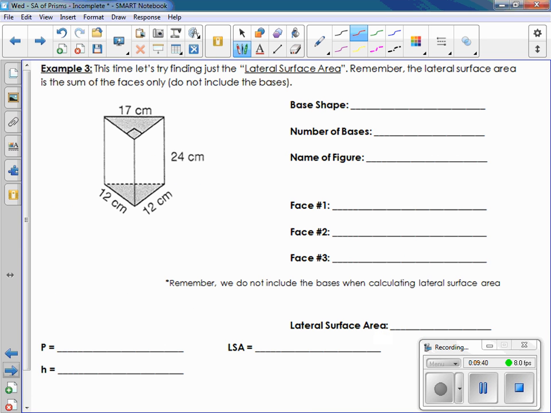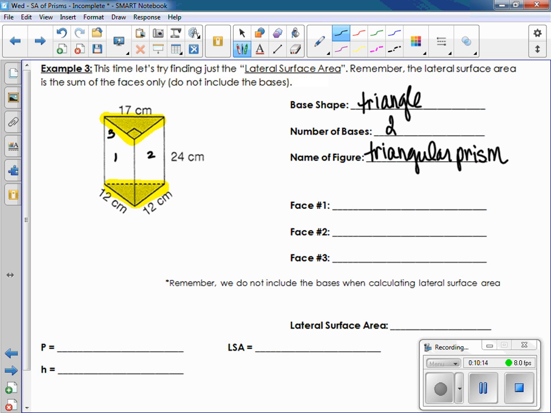So on this one, we're going to find just the lateral surface area. Remember, it's the sum of all the faces, not the bases. So our base here is a triangle. Remember, it's always the oddball shape. So there are 2 of them, which means this is a triangular prism. All right, so face number 1 is over here, face number 2, and then 3 is in the back.